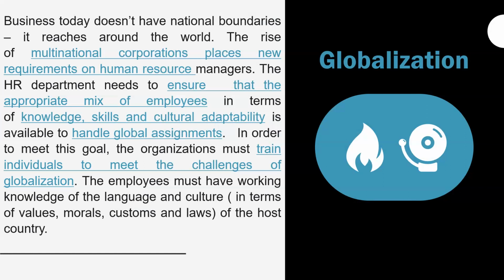And as you can also think, there are a lot of Filipinos working around the globe. So the Filipinos are not anymore limited to the jobs in our country. And why is it that the Filipino manpower is being appreciated in a lot of countries? It is because we can easily adapt to values, morals, customs, and even laws of the country where we want to work or where we aspire to work. Or those who are working already, they have the knowledge and skills and cultural adaptability.